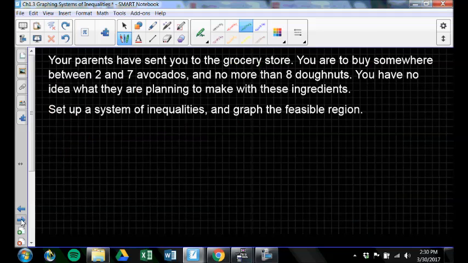Good, next. Your parents have sent you to the grocery store. You are to buy somewhere between 2 and 7 avocados and no more than 8 donuts. And we have no idea what their plans are with these foods, but here we go. We're going to set up a system of inequalities and graph the feasible region.